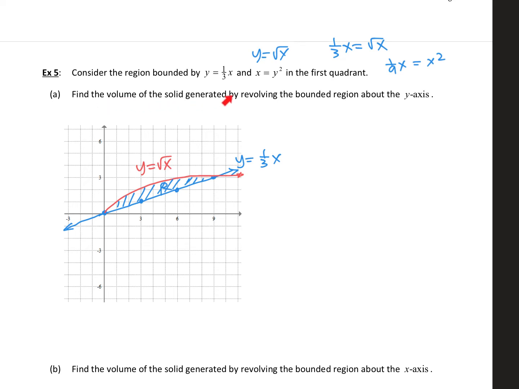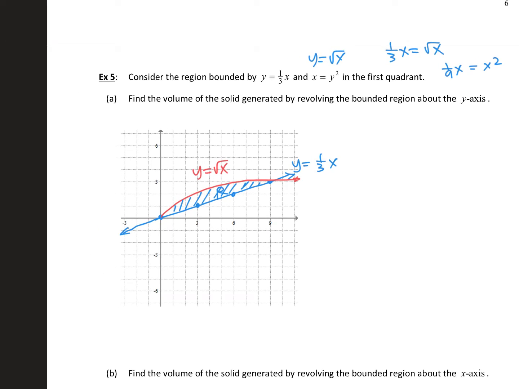Find the volume of the solid generated by revolving this region about the y-axis. So this is completely bounded, right? This part doesn't count because it's not bounded completely. It has to be completely enclosed. About the y-axis, okay, so they want to rotate this about the y-axis.